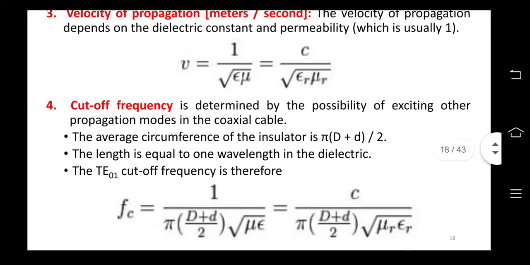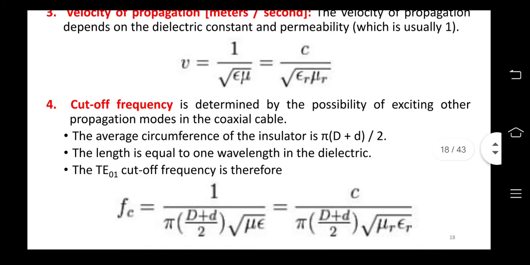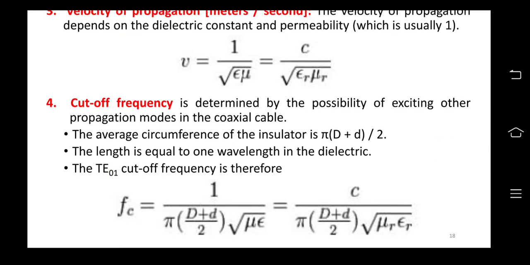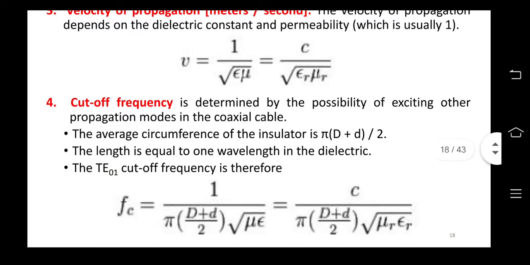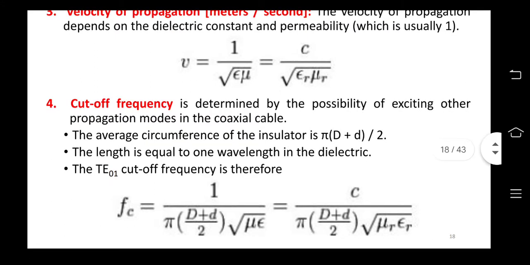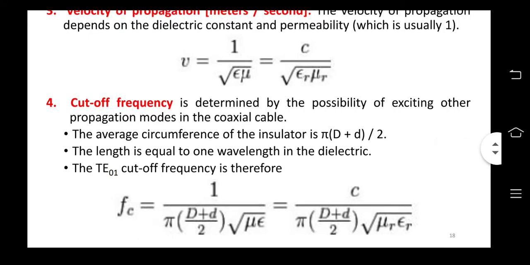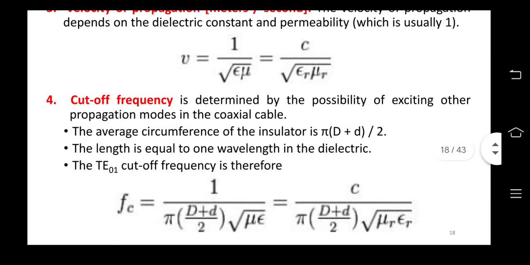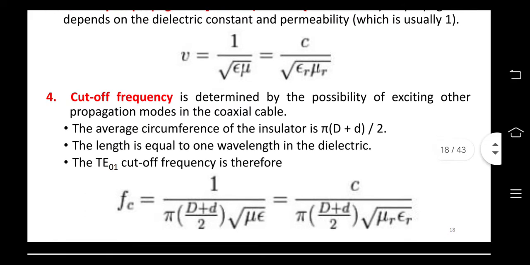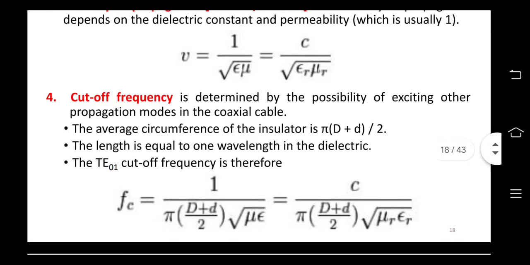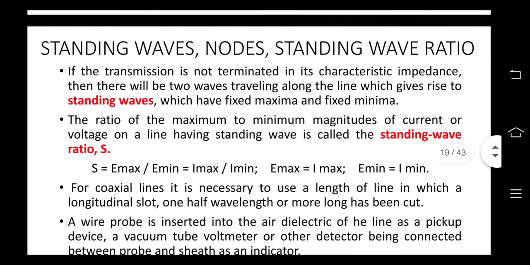Cutoff frequency is determined by the possibility of exciting other propagation modes in the coaxial cable. The average circumference of the insulator is pi into capital D plus small d divided by 2. The length is equal to 1 wavelength in the dielectric. The T01 cutoff frequency is therefore Fc equals 1 divided by pi into D plus small d by 2 into square root of mu epsilon, which is equal to C by pi into D plus d by 2 square root of mu r epsilon r.